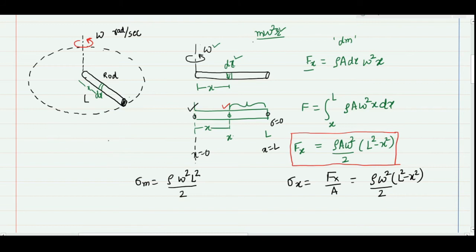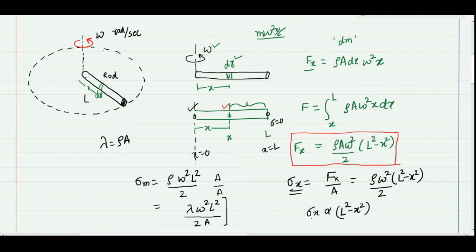For example, if the mass per unit length is given, that means lambda is actually rho into the cross section area. So I can change this formula by multiplying and dividing by A, and I will get a formula that will be lambda omega square L square divided by 2A. If you observe here, the stress is a function of x square. I can see that the stress is proportional to L square minus x square. That means when I make a distribution of stress with respect to the length, it will not be a linear curve. Instead of that, it will be a parabolic curve.